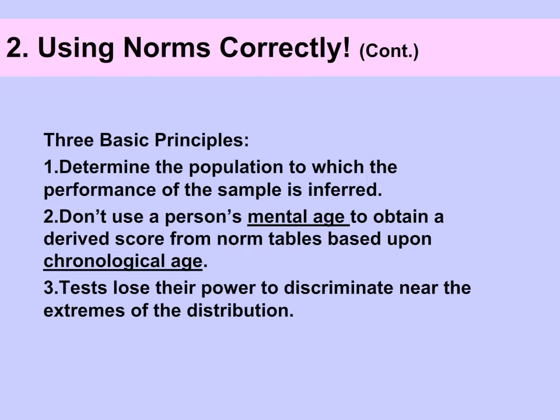Here's an example of incorrect use of norms. A parent may come in and say, "I know my child is 16, but with her cognitive problems, we all know she functions as an 8-year-old, so please tell me how she compares to 8-year-olds." We then have to explain that using the test that way would actually create a false profile for that child. Number 3, tests lose their power to discriminate near the extremes of the distribution. We will look at that in the next slide.